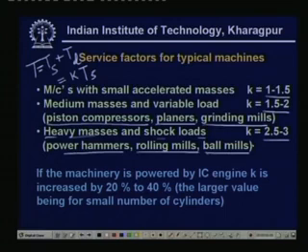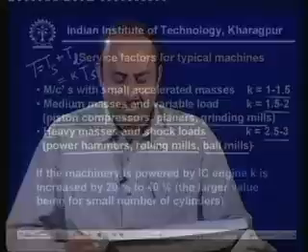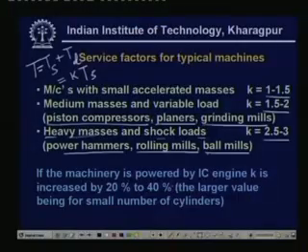ball mills. So, there are various other machines also available, and these are fairly tabulated, and the coupler manufacturers provide all this data. So, whenever you have to select the coupler, then you will have to look for the typical service factor. If the machinery is now powered by an IC engine, then K is increased by 20 to 40%.